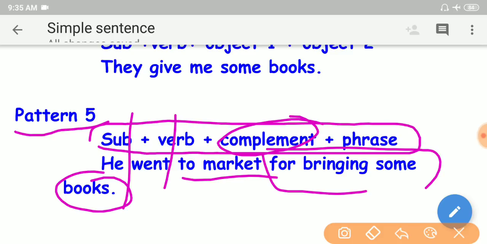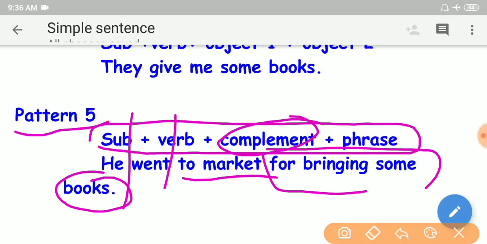It has some sense. So for example, for bringing some books is a group of words. It's not a single word. Again, we cannot interchange them. We cannot write somewhere bring some, or some book, so it should be in order. Then it gives complete sense. So that's why we can call it a phrase.